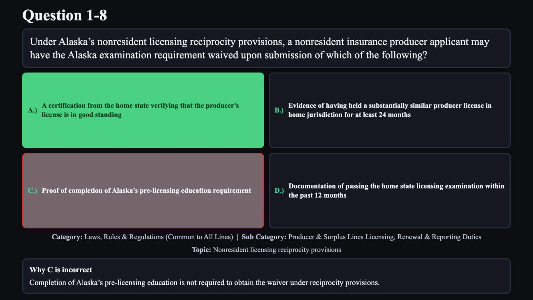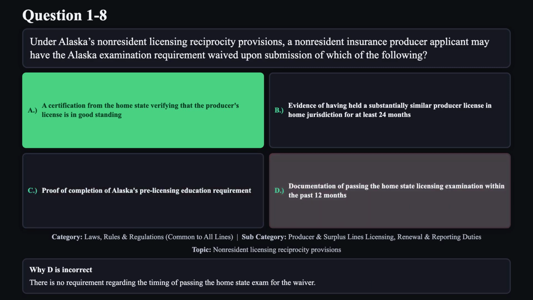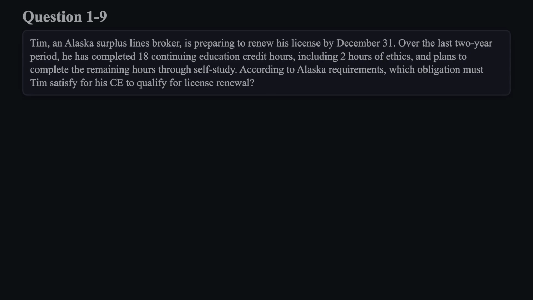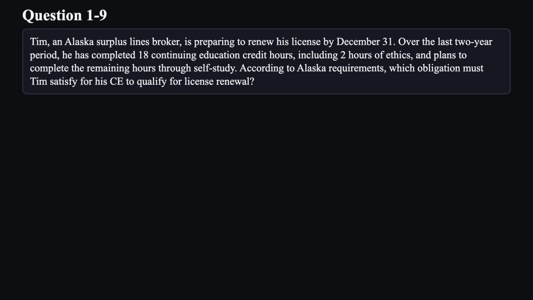Reason C is not correct. Completion of Alaska's pre-licensing education is not required to obtain the waiver under reciprocity provisions. Reason D is not correct. There is no requirement regarding the timing of passing the home state exam for the waiver. Question 9. Tim, an Alaska surplus lines broker, is preparing to renew his license by December 31st.